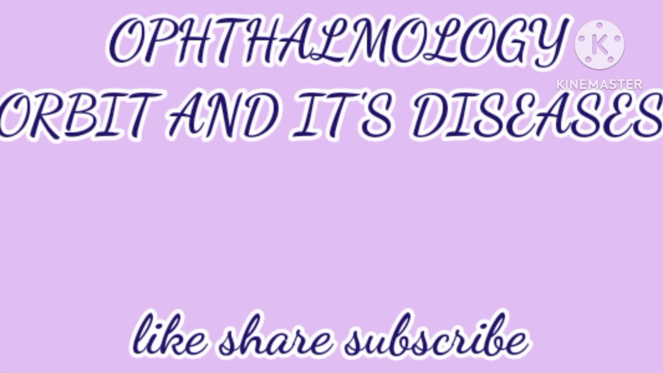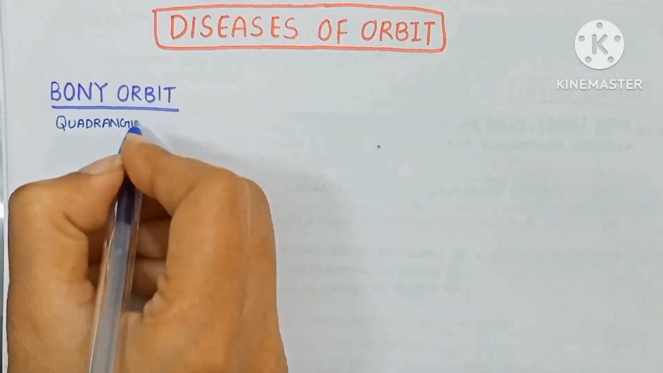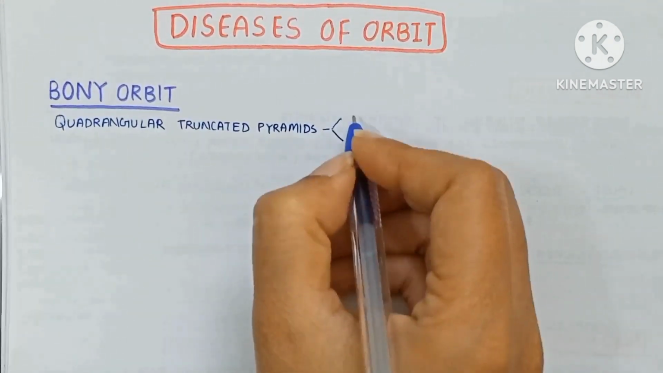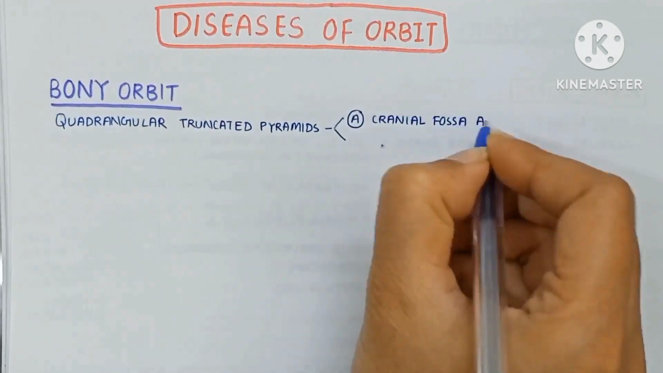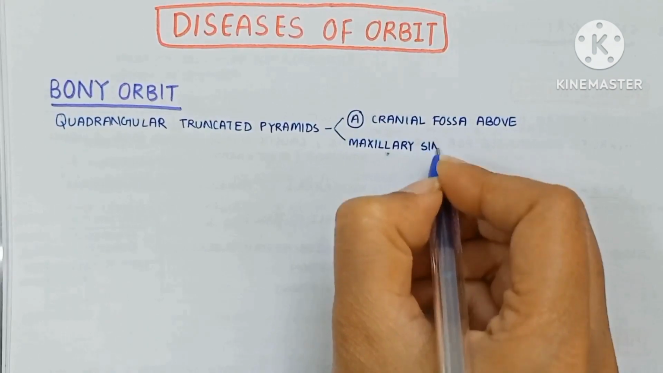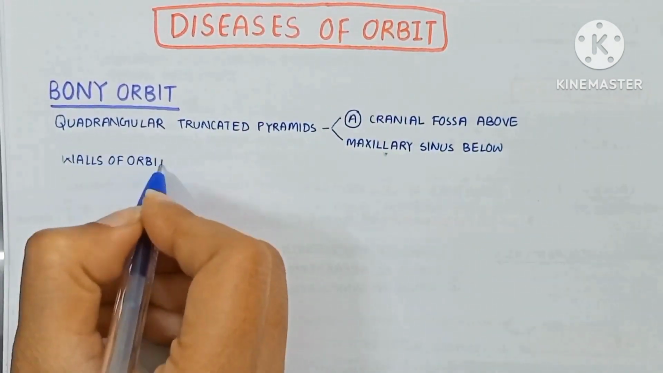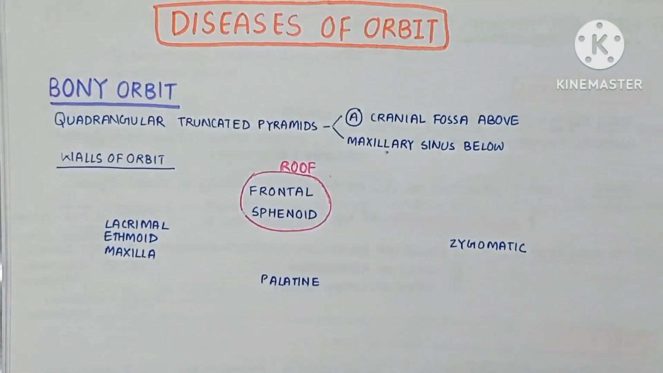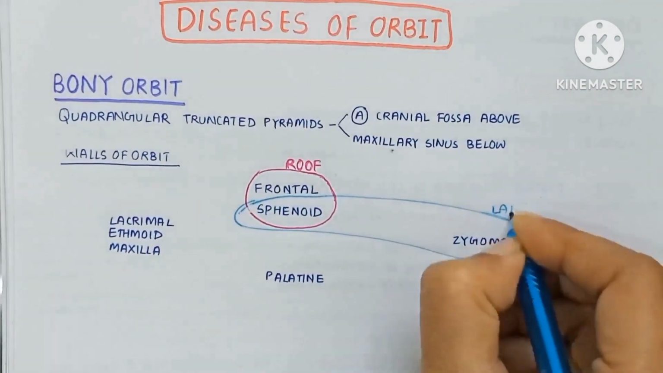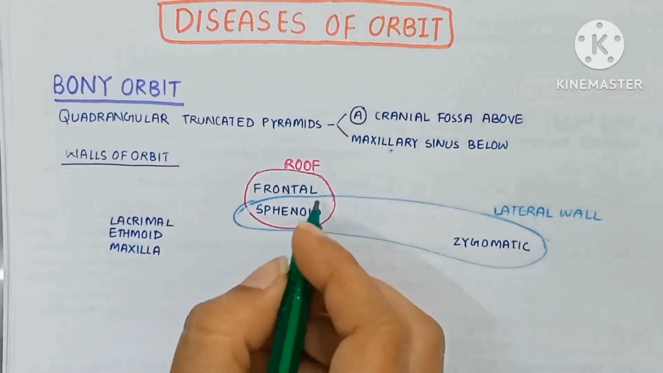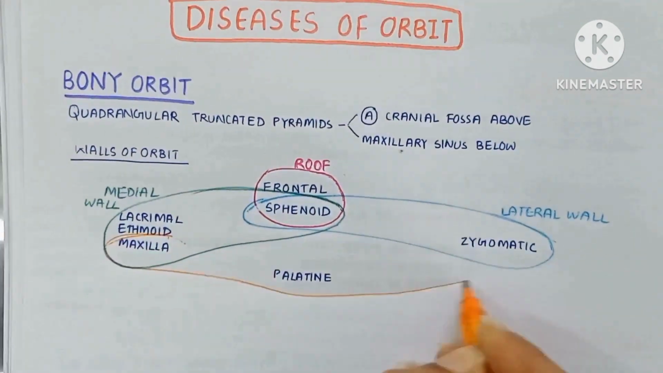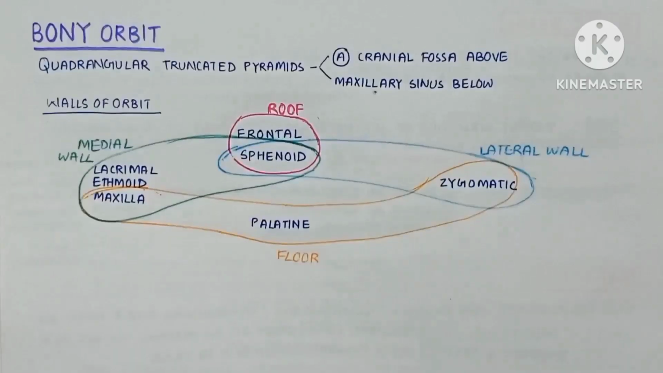In this video, we are going to talk about the orbit and its diseases. So, the bony orbit is a quadrangular truncated pyramid which is formed by the anterior cranial fossa above and the maxillary sinus below. Now, the walls of the orbit: the roof is formed by the frontal and sphenoid, and the lateral wall is formed by the sphenoid and the zygomatic.